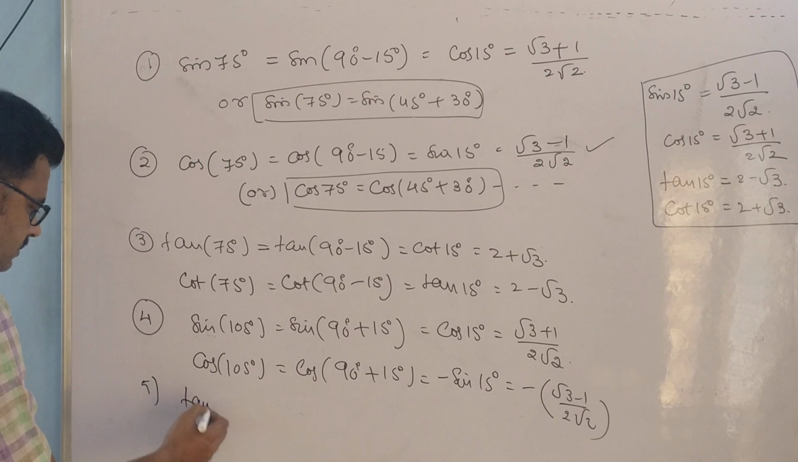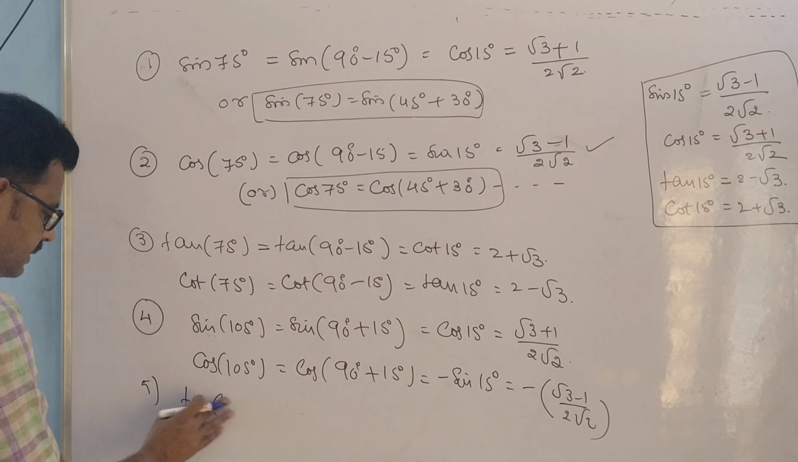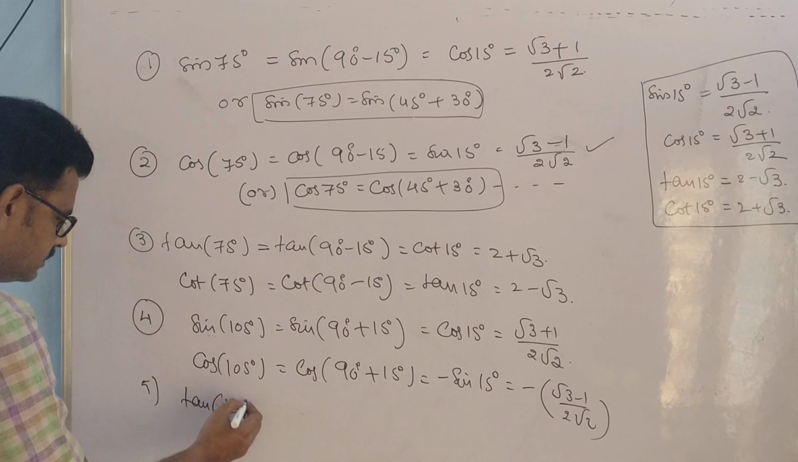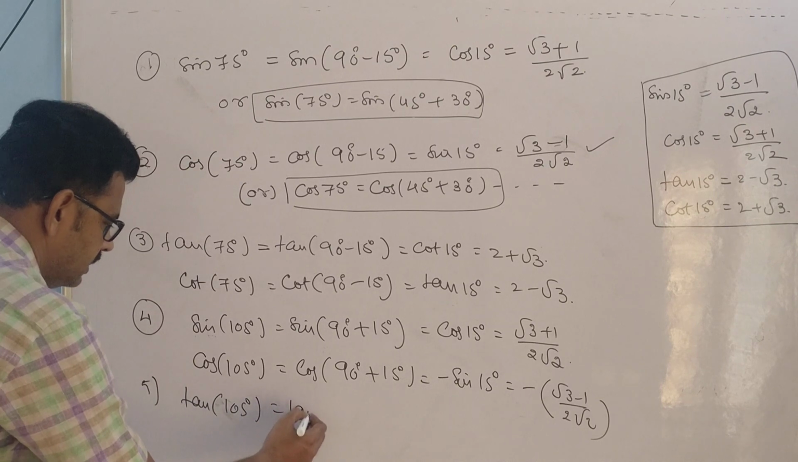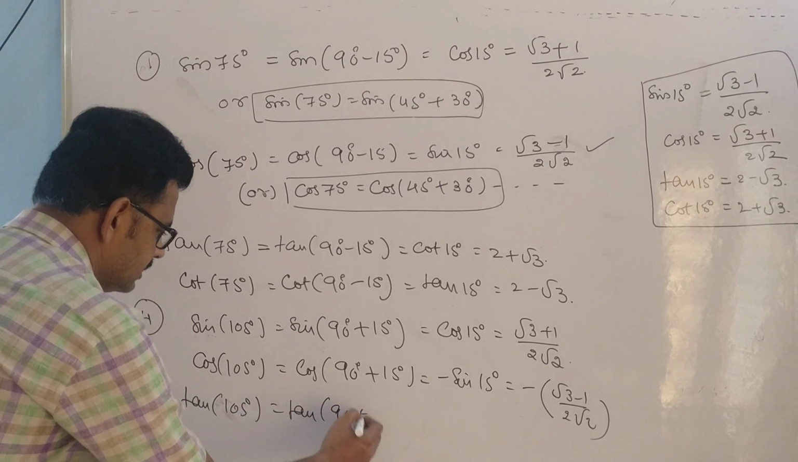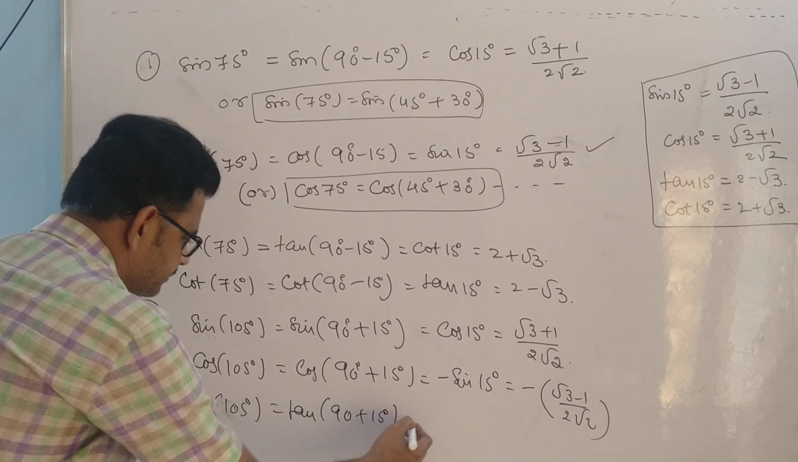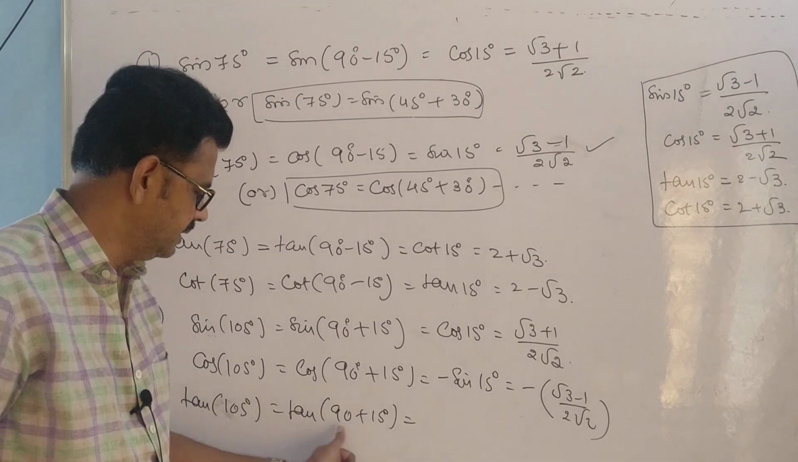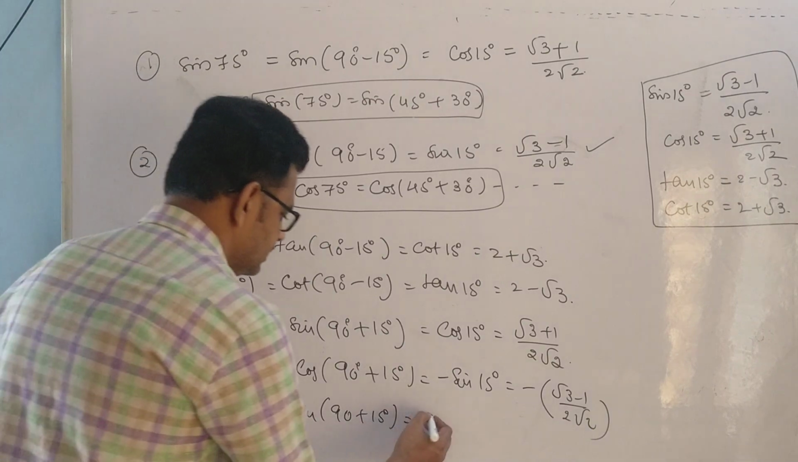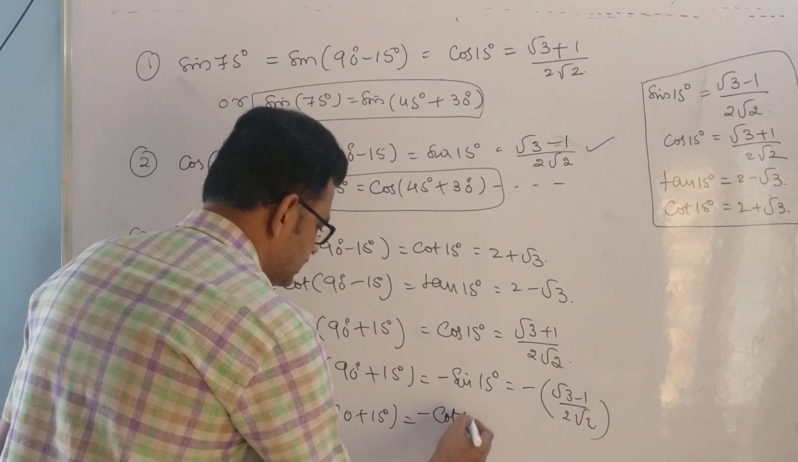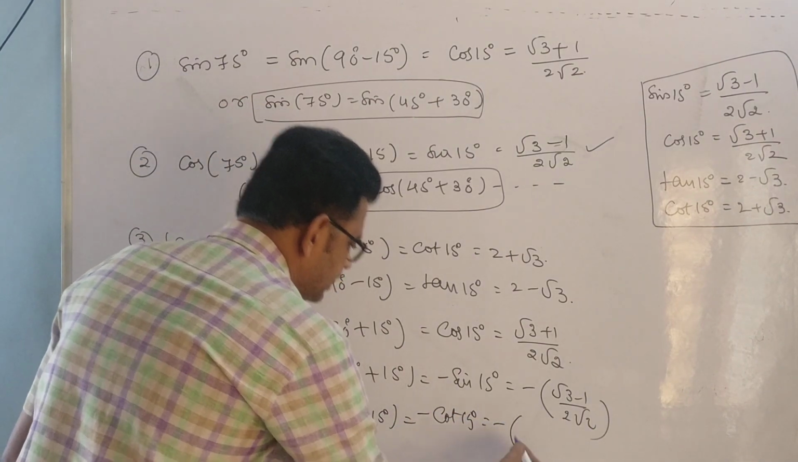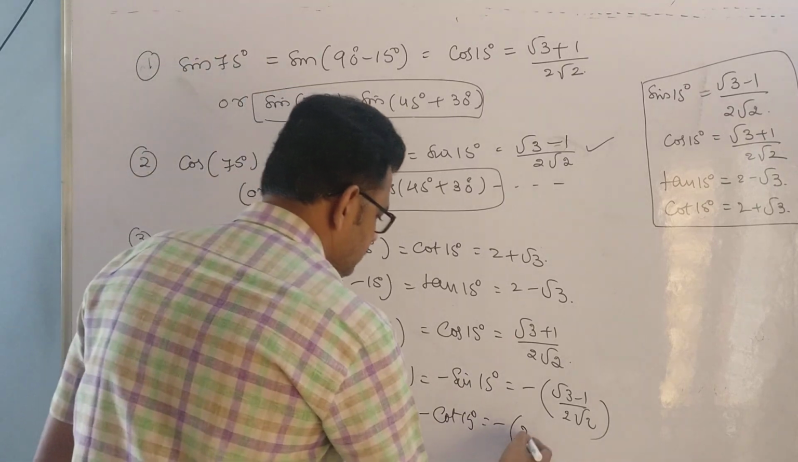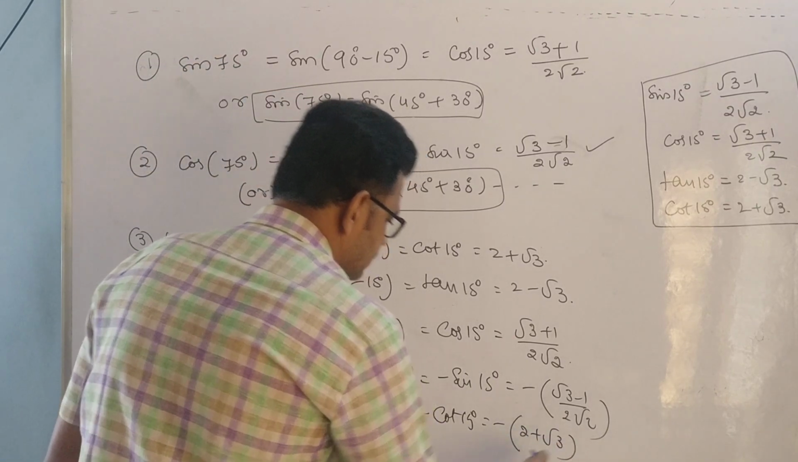Like tan of 105 degrees. This is equal to tan of 90 degrees plus 15 degrees. Tan of 90 plus theta, second quadrant, tan is negative. So minus cot theta, minus cot 15 degrees, minus of cot 15. So this is minus (2 plus root 3).